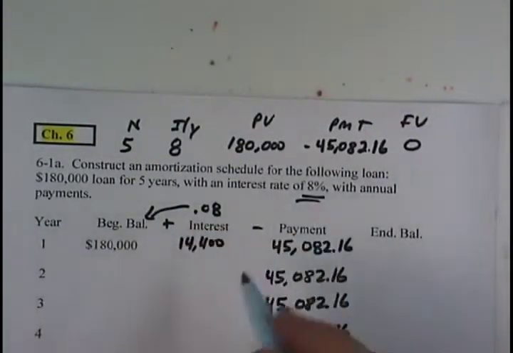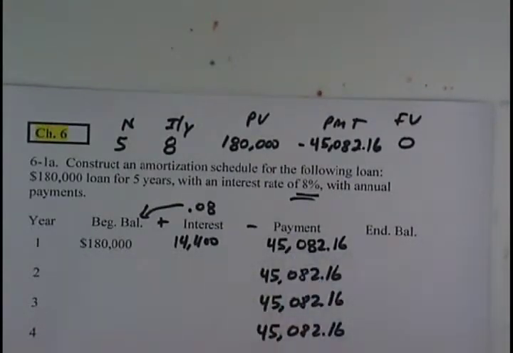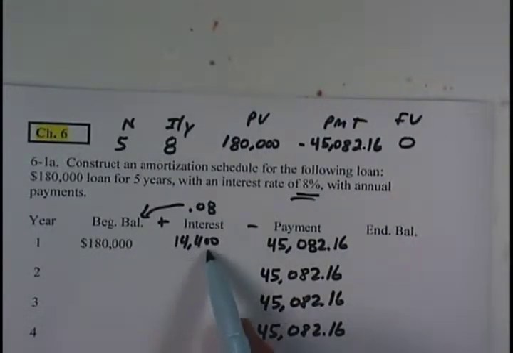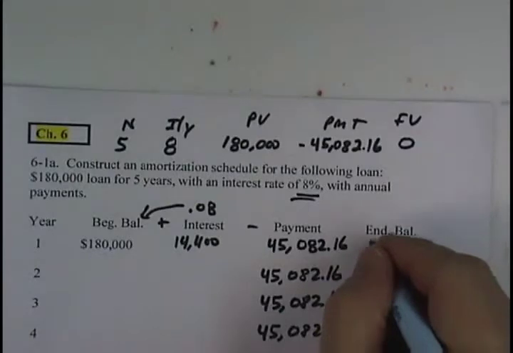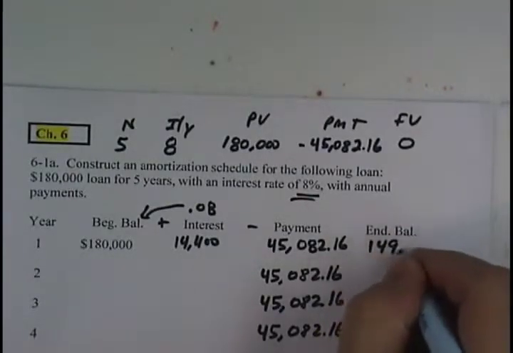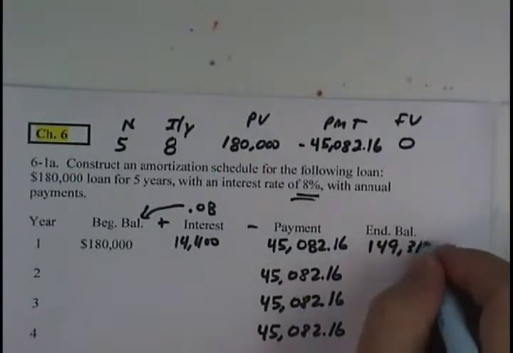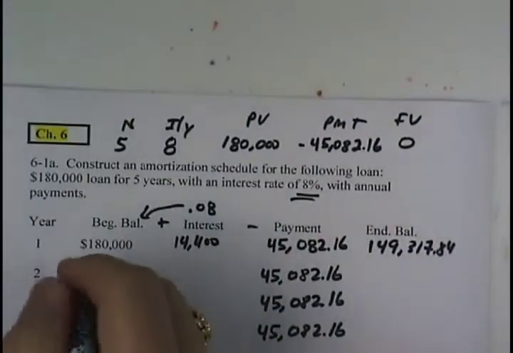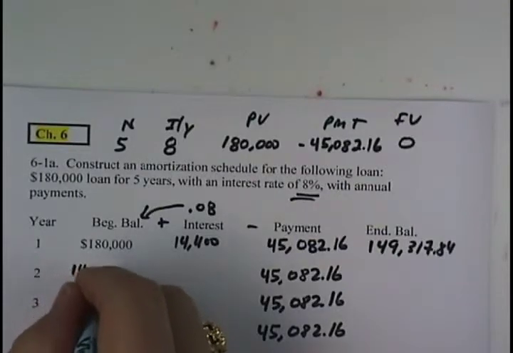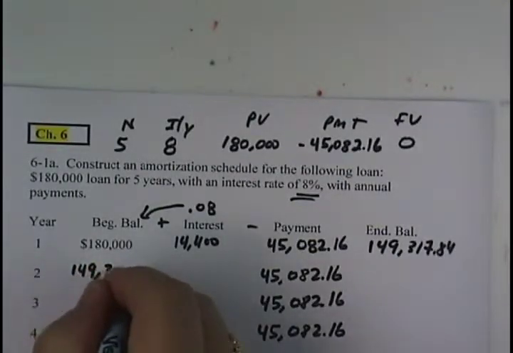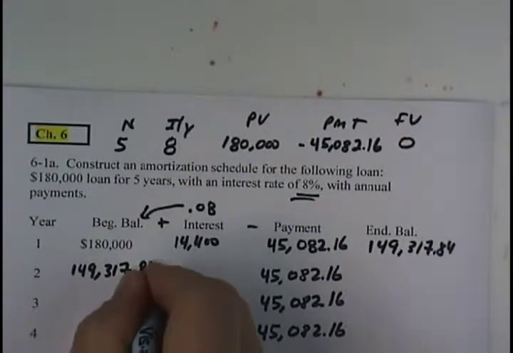$14,400, which will be added on to that beginning balance, and then my first payment will be subtracted off. So before I make the first payment, I owe $180,000 plus $14,400 interest. I owe $194,400. Let me subtract my $45,082.16 payment, and once I make that payment, then I will owe $149,317.84, which is my beginning balance in my second line after that first payment was made.